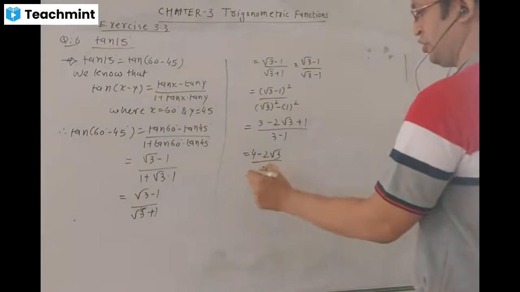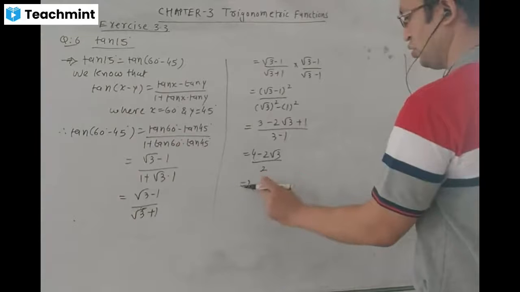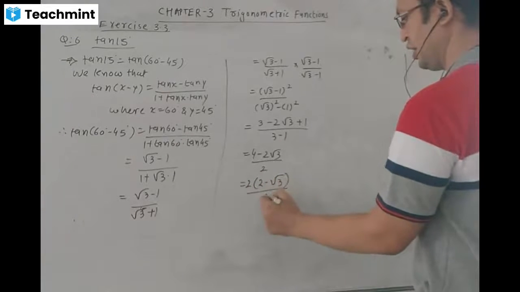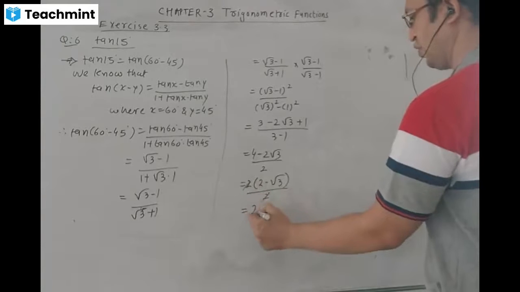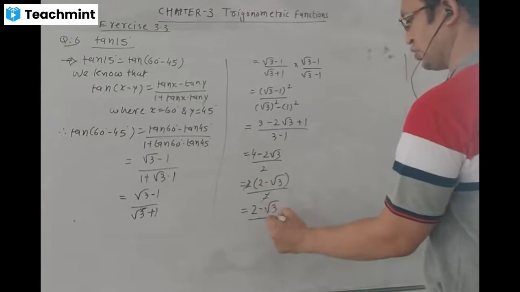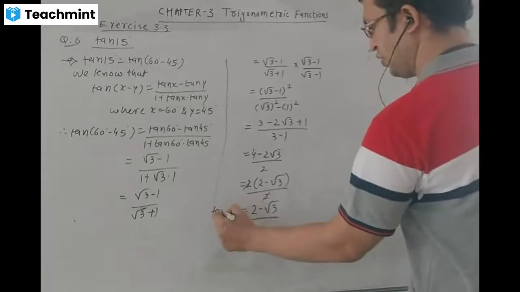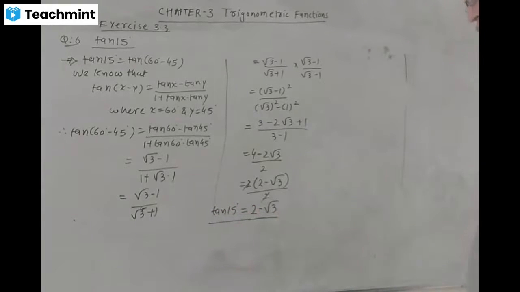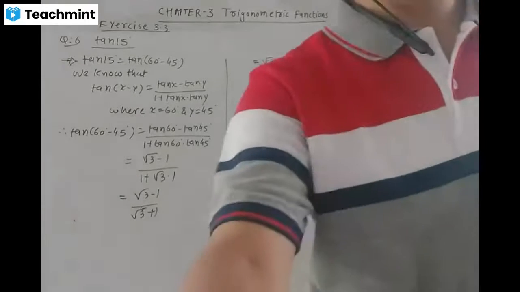Here 2 is common in the numerator, so 2 times (2 minus root 3) divided by 2, and the 2s cancel. The final answer is 2 minus root 3, and that is the value of tan 15. Okay, clear?